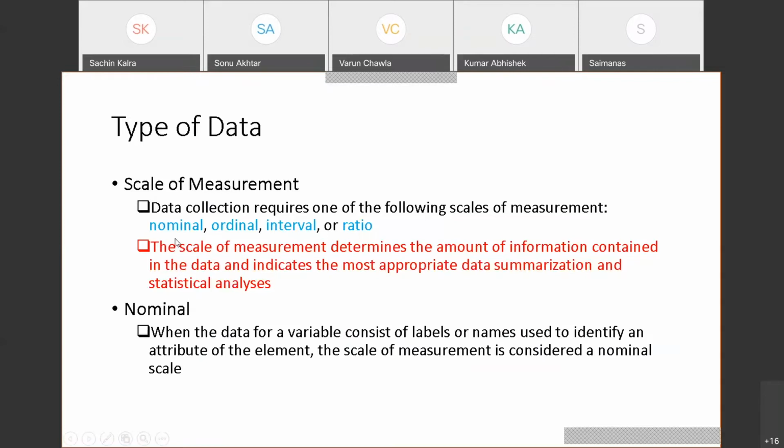Now, going to the nominal. The nominal is simply a data for a variable that consists of labels or names used to identify an attribute of an element. Let's go back to this data.